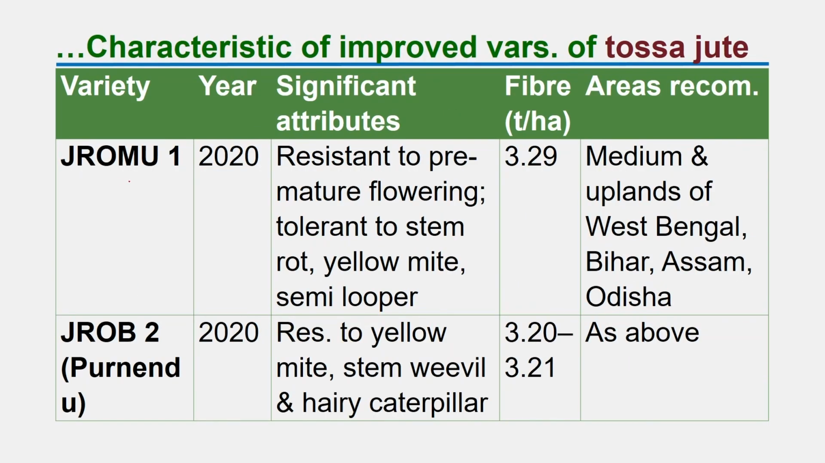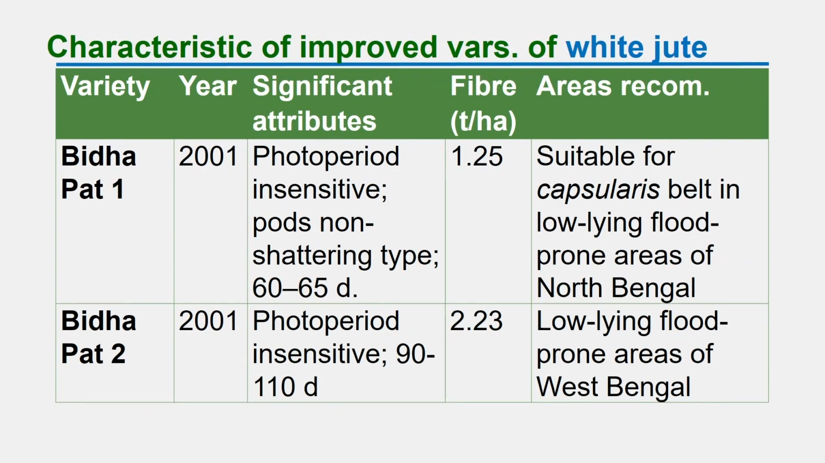Now, JROMU1, released in 2020, resistant to premature flowering, yield is 3.29, medium and uplands of West Bengal, Bihar, Assam, Odisha. JROB2, released in 2020, and its yield potential is 3.2 to 3.21, and it is also recommended for West Bengal, Bihar, Assam and Odisha. Then white jute, few varieties of white jute like Bidha Pet 1, released in 2001, photo period insensitive, pods non-shattering and 60 to 65 days.